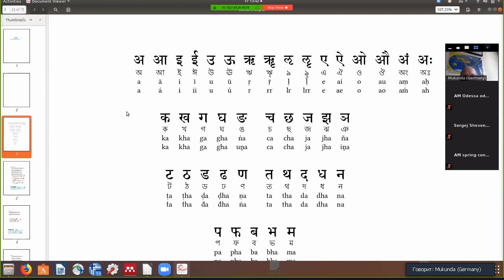Whereas the Sanskrit alphabet, which is the base of the Indian alphabets, has a very systematic order.